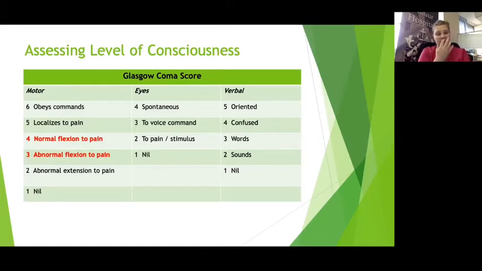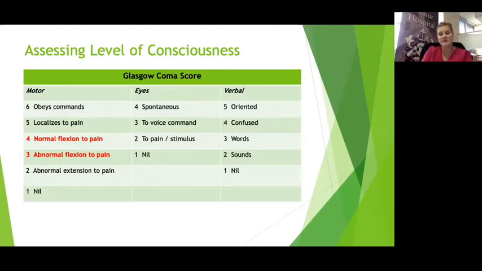Localizing to pain is also fairly simple to elicit. You just must make sure that your pain stimulus is an adequate pain stimulus so that you don't necessarily score somebody an M4 when actually they are an M5 and the problem was your pain stimulation wasn't adequate enough.